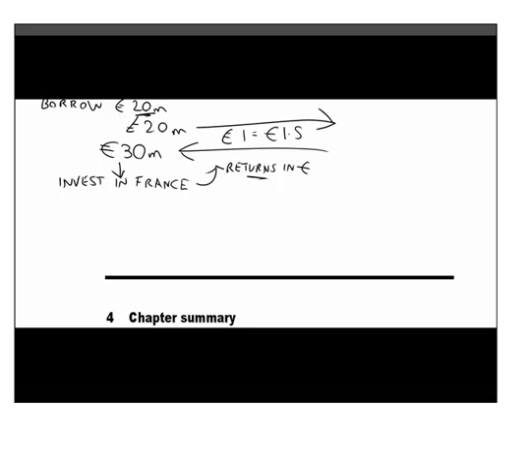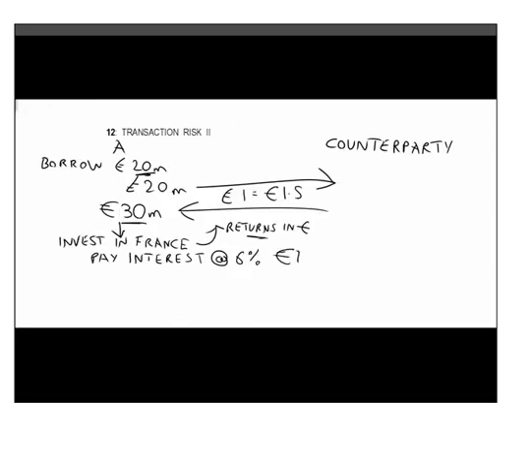So as part of the swap, what company A will then do is they will then pay interest to their counterparty on the euro debt. So they will pay interest on this 30 million euros that they've got from the counterparty at 6%, which is going to be 1.8 million euros. So they pay the 1.8 million euros to the counterparty, and hopefully they will be able to fund that 1.8 million euros out of the revenues that they're earning from their French investment.